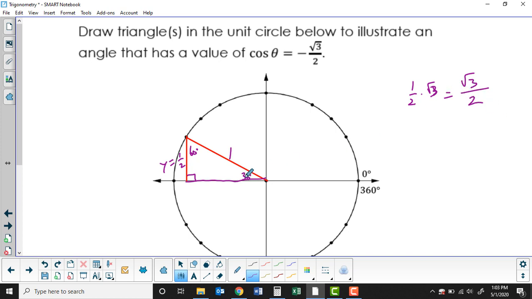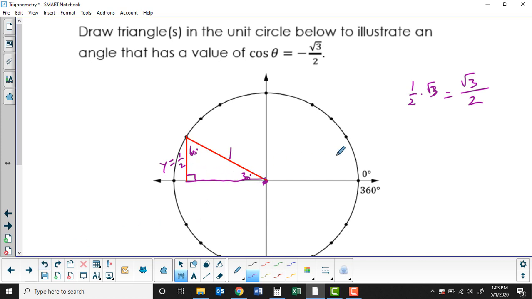And why is it negative? Because we're going to the left. We're starting at the origin, going this way. So this is negative square root of 3 over 2. This is one of our triangles. This one doesn't say find the coordinates, it says draw triangles. So this is one of our triangles.